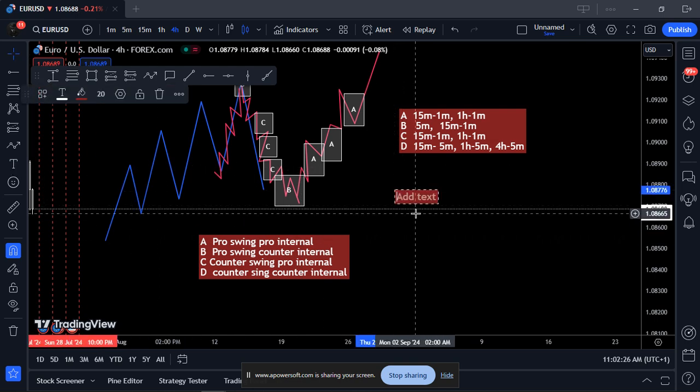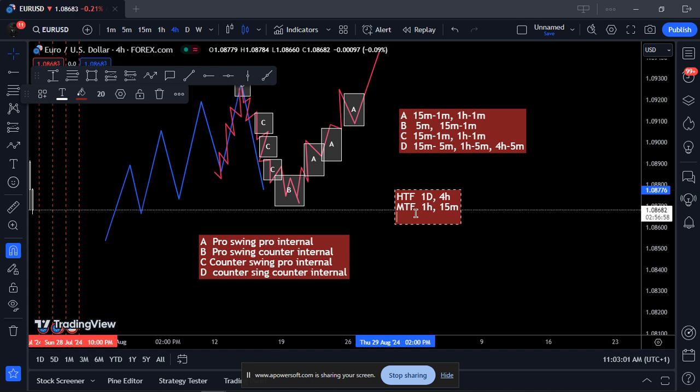My higher time frame is the 1 day and the 4 hours. My medium time frame: I work with three different levels of time frames. That's my 1 hour and my 15 minutes. Then my lower time frame is my 5 minutes and my 1 minute.